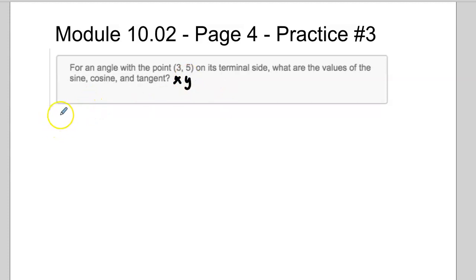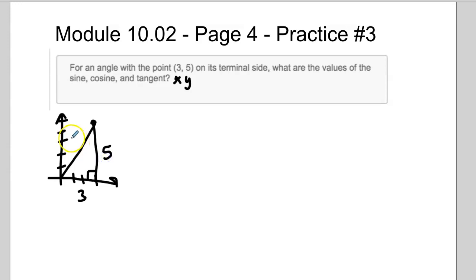So let's see, I'll go ahead and just draw this out so we can see what's going on. 1, 2, 3, 1, 2, 3, 4, 5. All right, so here we go, right? Drawing out our trig triangle. We have 3 for this length, 5 up. We just need to find the radius.